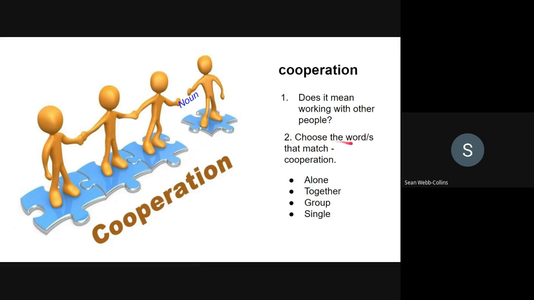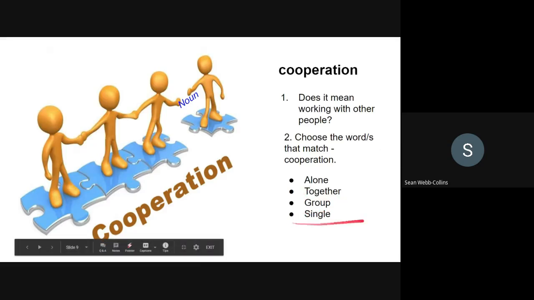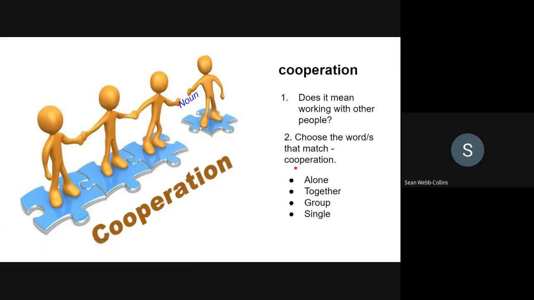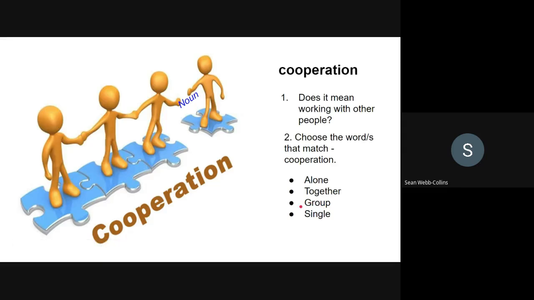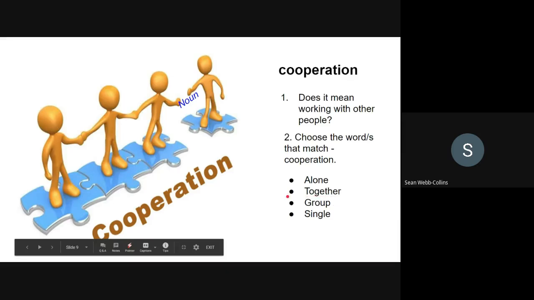Number 2, choose the words that match cooperation. Is it alone, together, group, or single? So which words closely align with the concept of cooperation? That's right, there are two words, together and group. For example, we need your cooperation to work in a group together. We need you to work in cooperation in a group together.